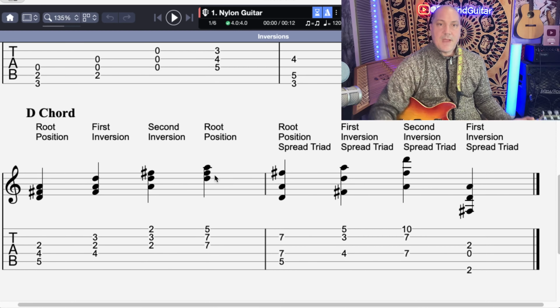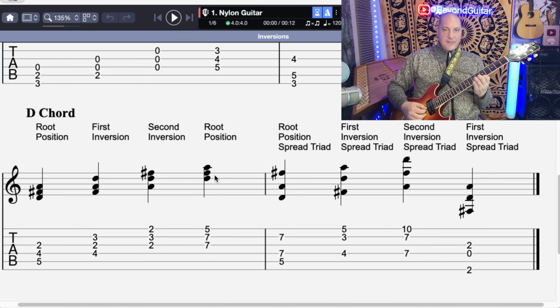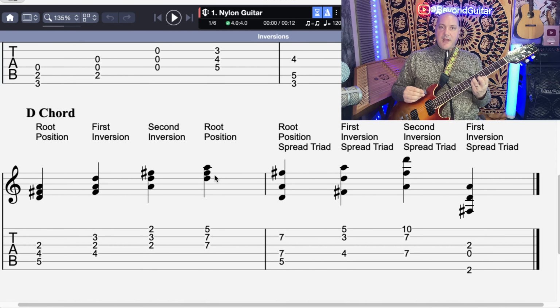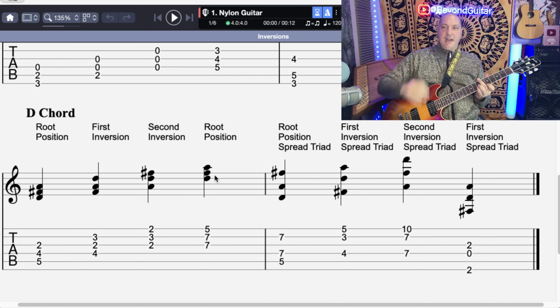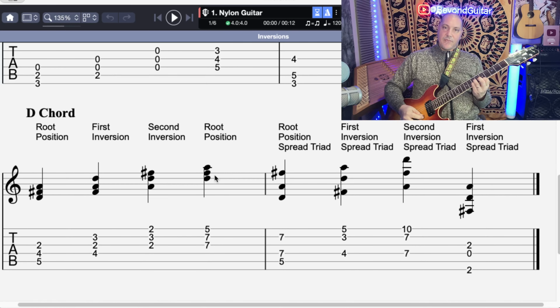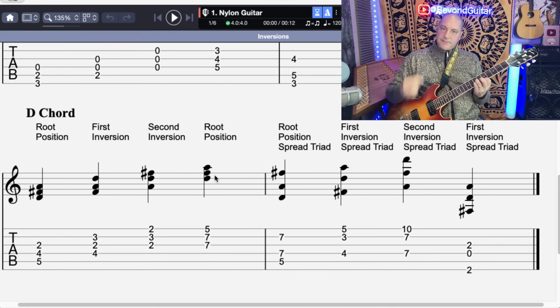Keep going. We're on the root position D chord that's an octave higher. D, F sharp, A. It looks like a snowman to me. See how the circles line up perfectly? They're on the line, on the line, on the line. You have a third and a third. That's how you make a triad. That's your classic triad, D, F sharp, A.